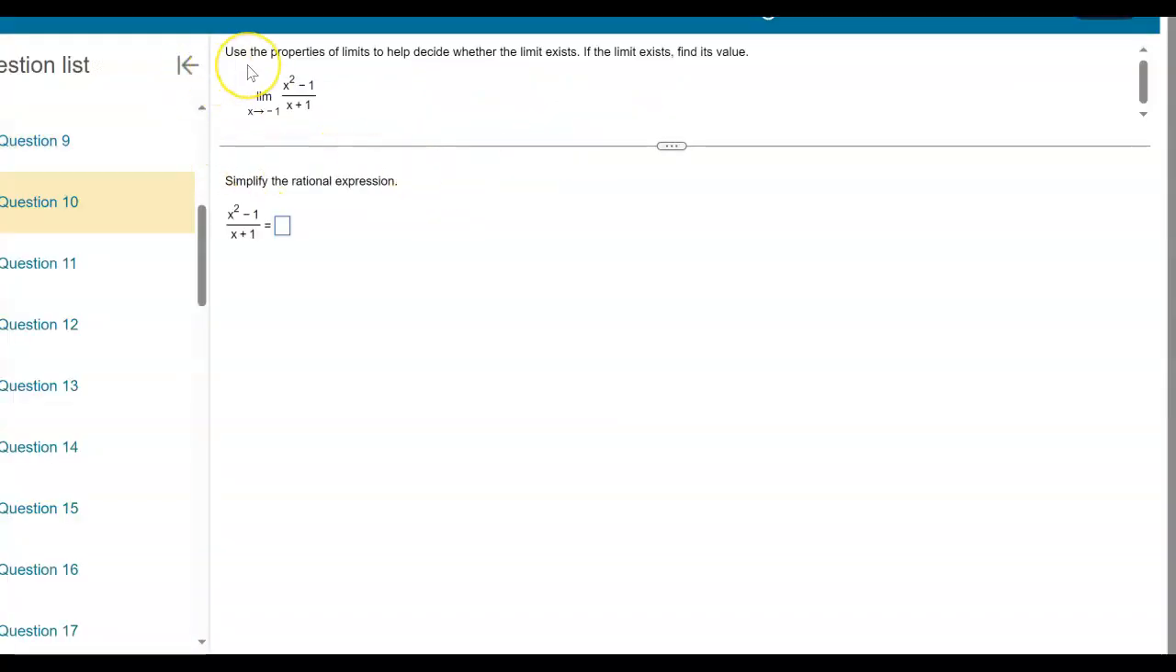Right, so in this question, we are to use the properties of limits to help decide whether the limit exists. If the limit exists, find its value. Okay, so we are given x squared minus 1 over x plus 1, and we want to evaluate the limit of this rational expression as x approaches -1.